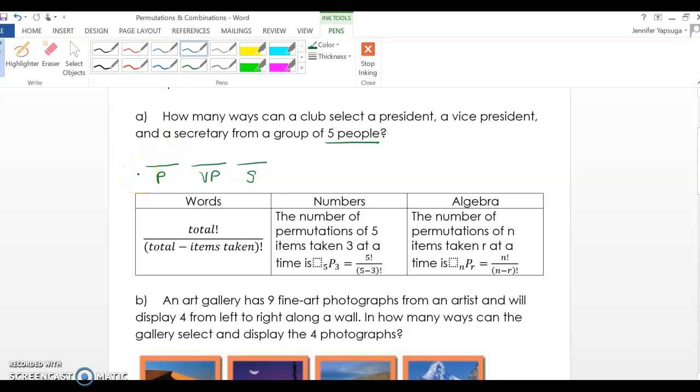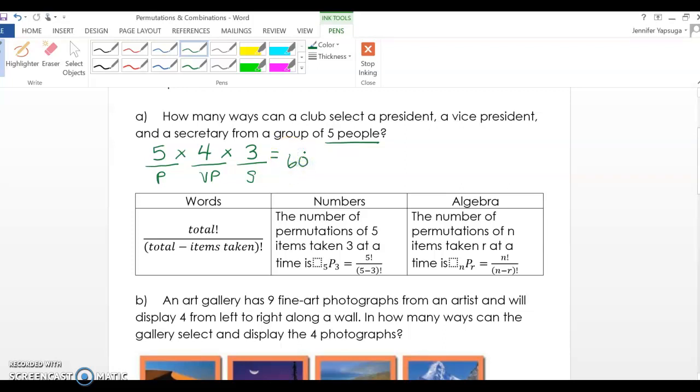So we know that we have 5 people that we are using to choose from. So when I'm looking for my president, I have 5 options. So then when I move to my vice president, if I've already chosen a president, I only now have 4 options to choose from. And then obviously by default, for the secretary, I only have 3 people to choose from. So I could simply just multiply 5 times 4 times 3 to get the number of ways that this club can select these roles. And so if I multiply those 3 numbers together, I get an answer of 60.